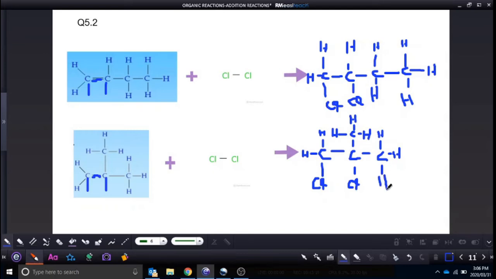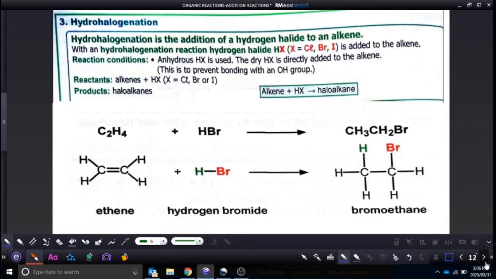So there you go. So no byproducts, no water, and this is very important. Next up, we are going to look at the next two, namely, hydrohalogenation, and then we're going to look at hydrolysis, where we add water.